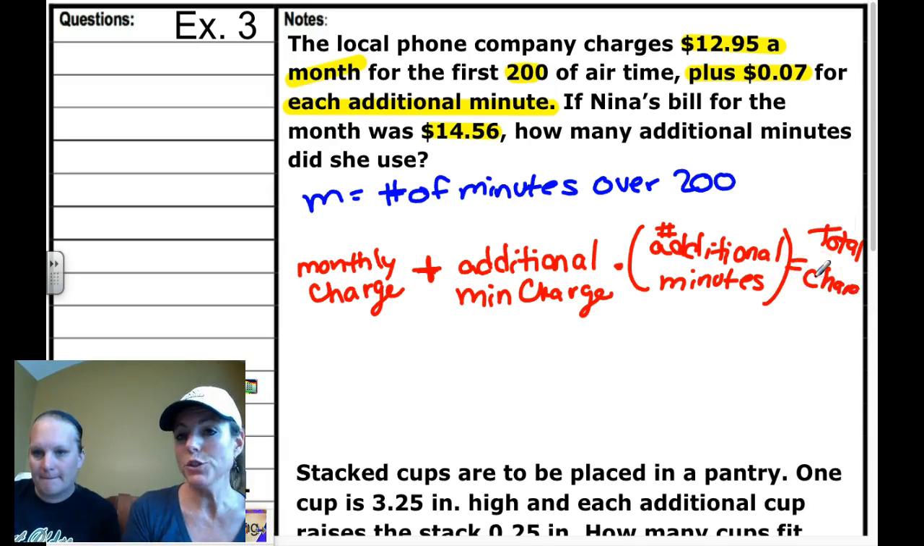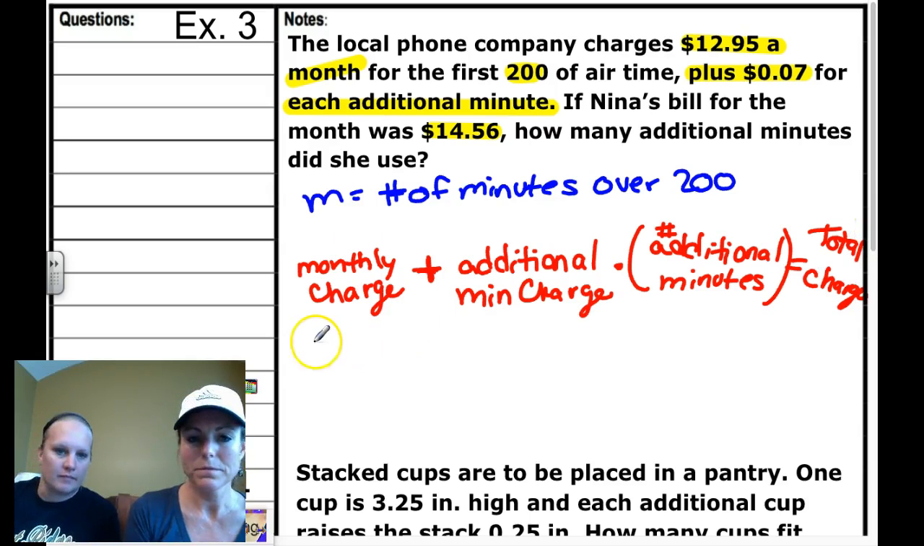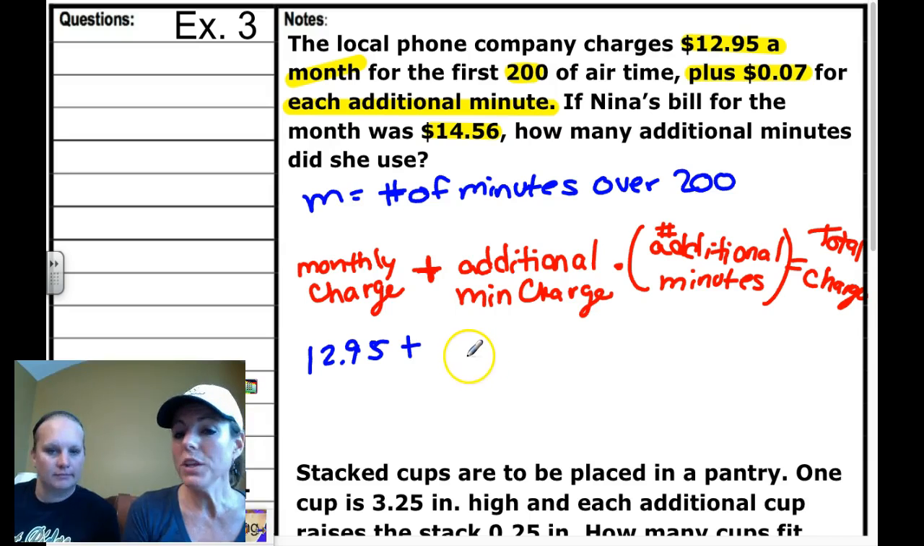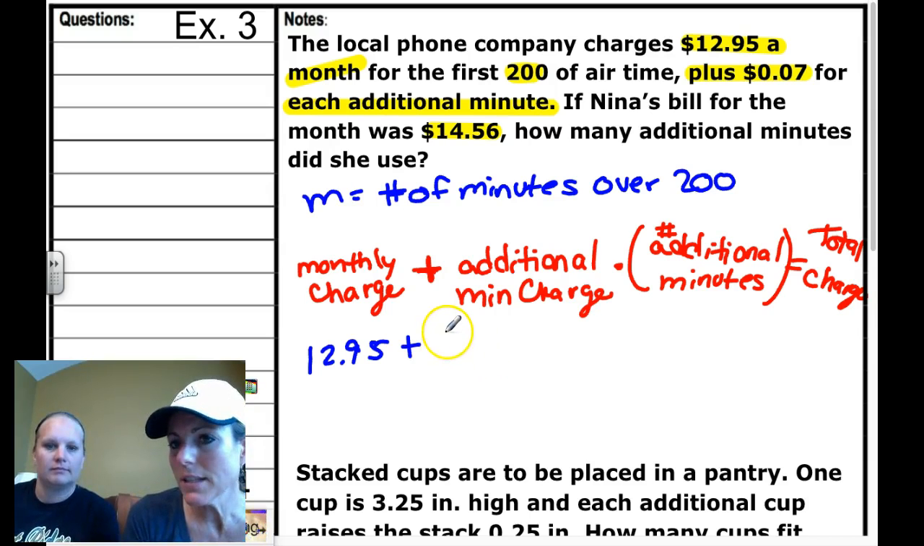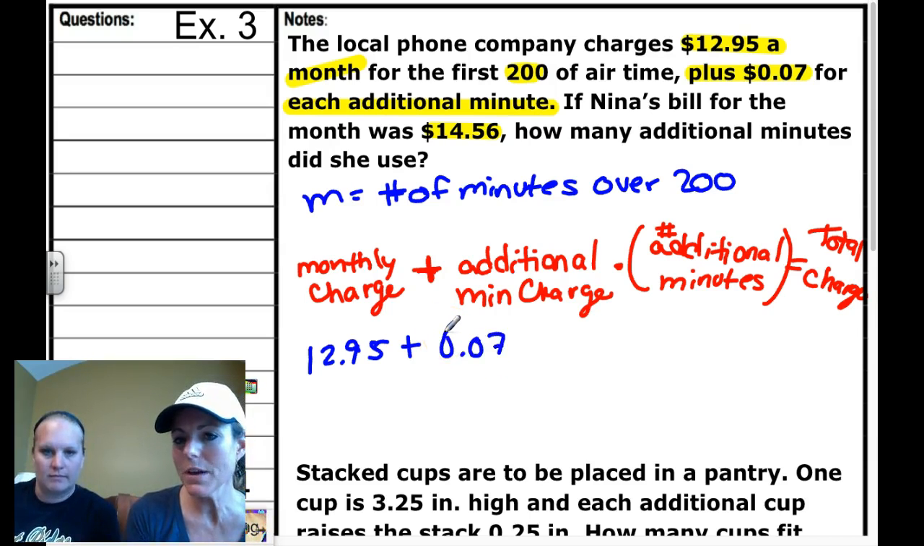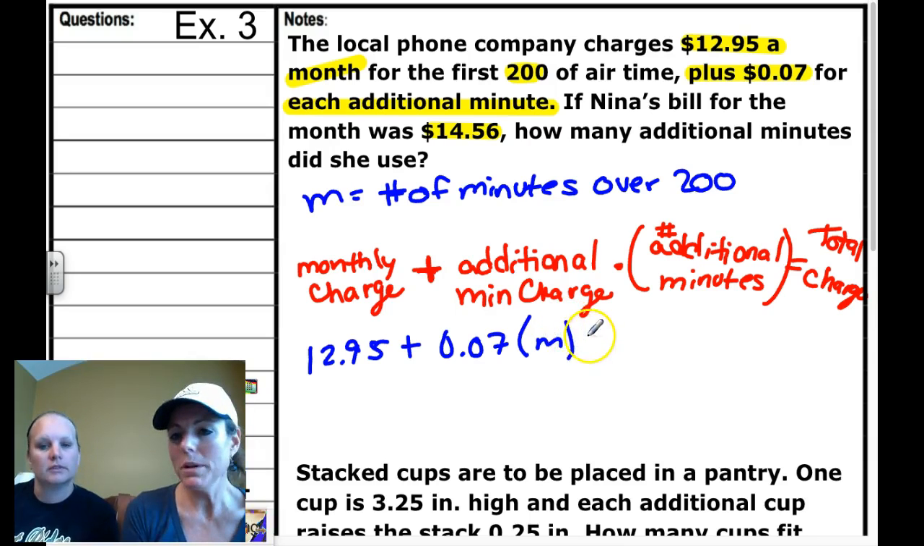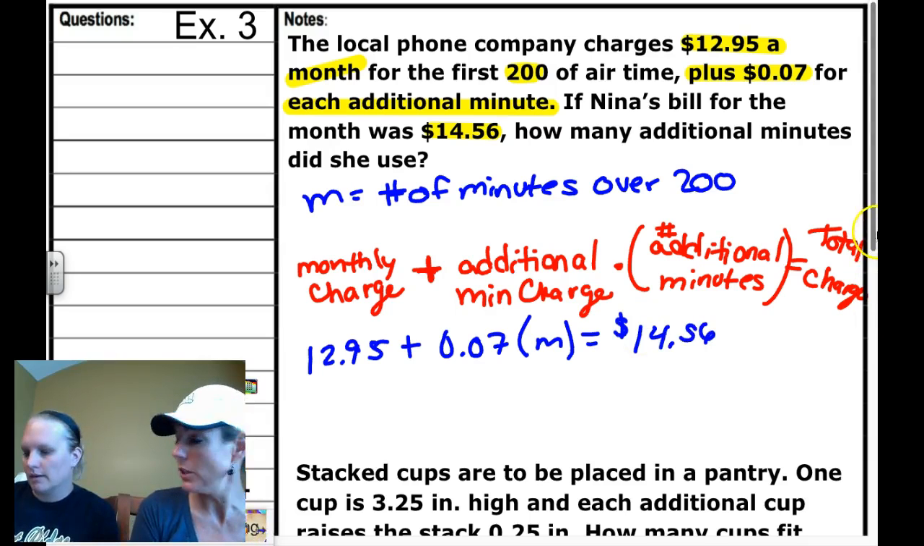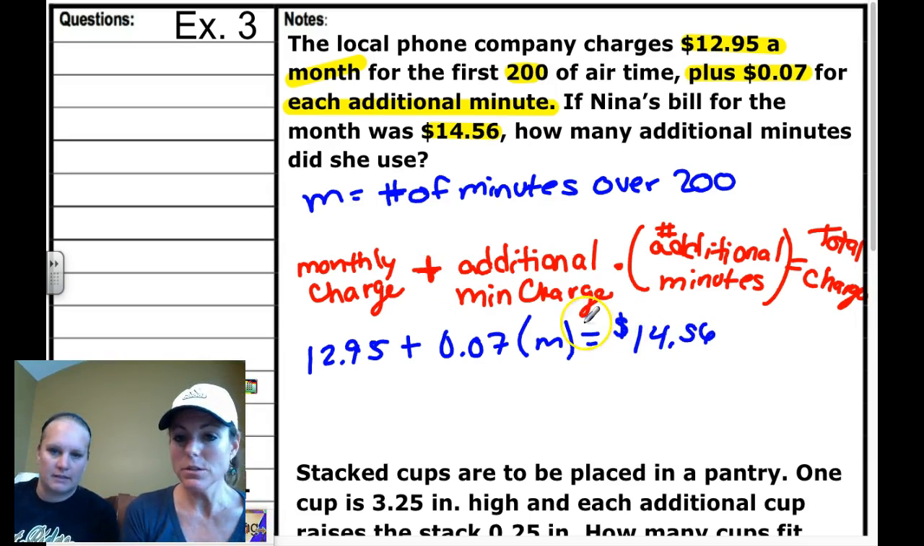We know our monthly charge is $12.95. We have to pay that no matter what. We know the additional minute charge is 7 cents, so 0.07. And we're multiplying that by M, the number of minutes over 200, because we don't know how many there are over. But we do know our total charge, which is $14.56. We have an equation.